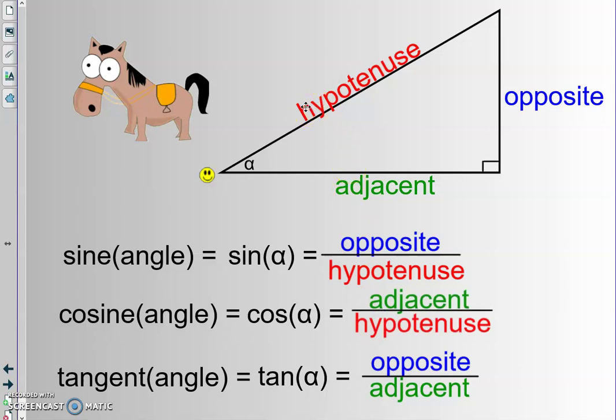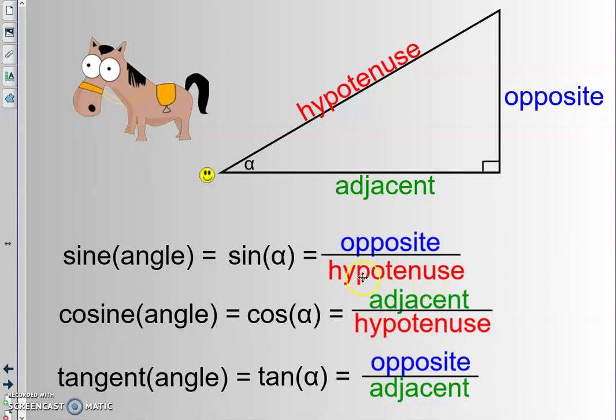So these three trig ratios all apply to where you're standing. You have to figure out where you are. And then you define in that triangle the side opposite, the side adjacent, and of course the hypotenuse never changes. It's always opposite the right angle.